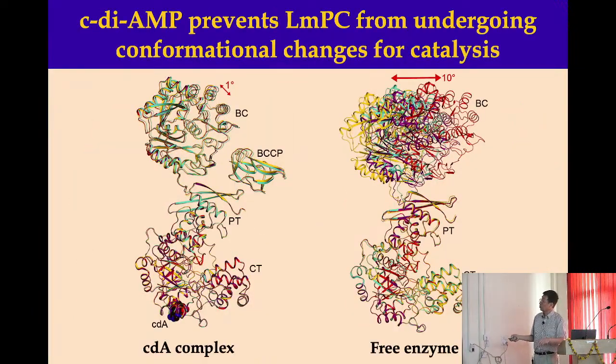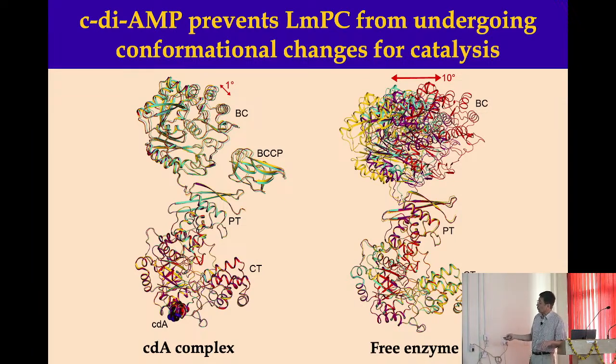So that's shown on this slide, which you have as well. In the complex, the four monomers of the enzyme are essentially identical structurally. You overlay the four monomers, they are very similar to each other. The binding site is down here. The overlay is based on the CT domain. The BC domain can go anywhere, and it only shows a 1 degree difference between the four monomers.